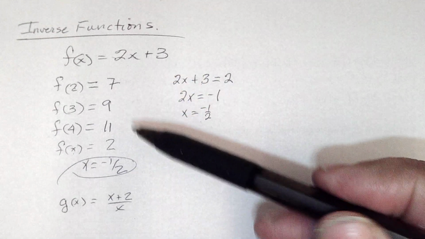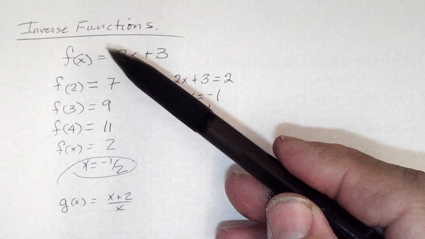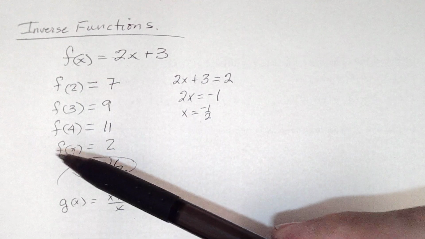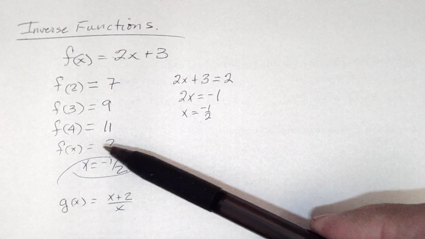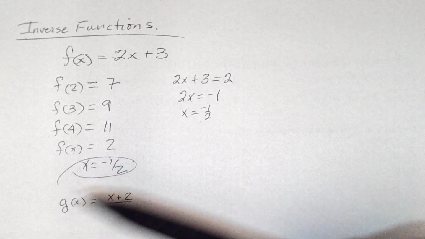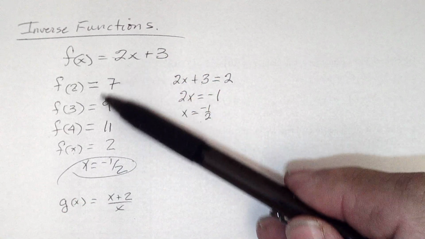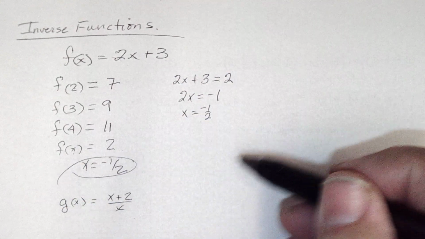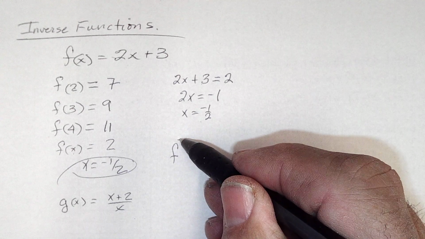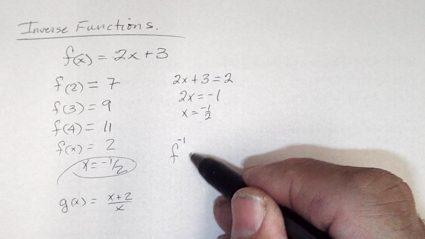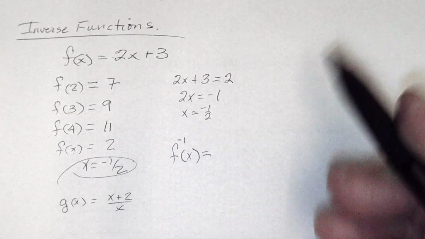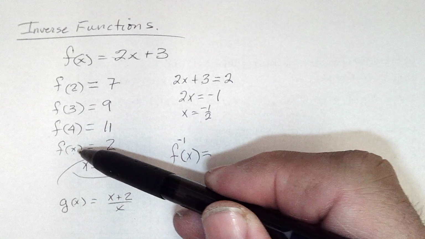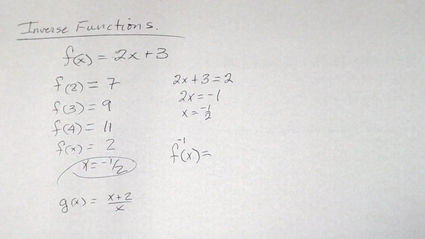So what I did here was I kind of reversed the process. I put in 2, got 7, but here I wanted to know what to put in to get 2, and it was negative 1 half. So what if I were given a whole bunch of these and had to do them backwards? Could I create a function called the inverse function of x, which the inputs could be 7, 9, 11, and 2, and I'd get 2, 3, 4, and negative a half out of it?